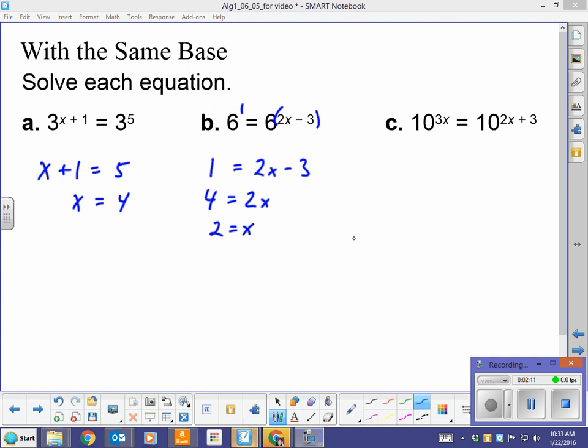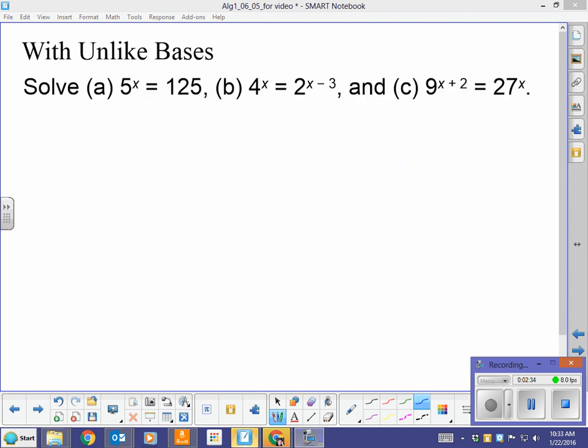Pretty straightforward. And again, like bases here, 10 to the power of 3x equals 10 to the power of 2x plus 3. Then 3x equals 2x plus 3. Subtracting 2x from both sides, x equals 3. With the same base, very easy. With unlike bases, this is where you have to put a little creativity into your thinking. You need to be able to restate these things with the same base.